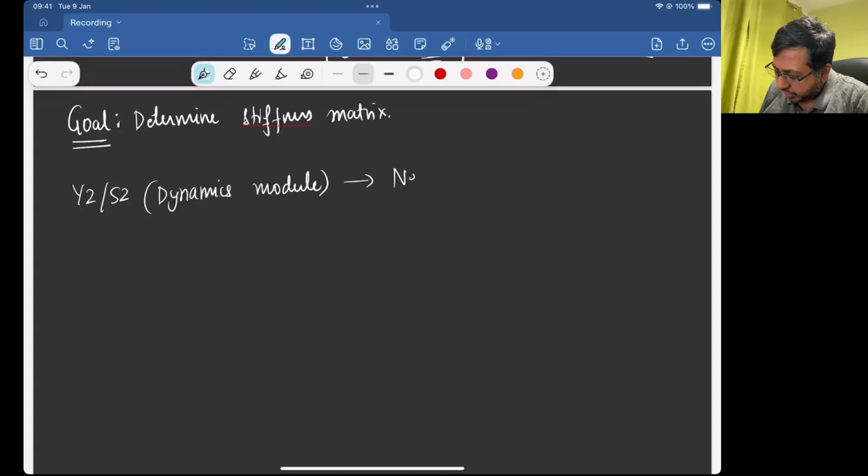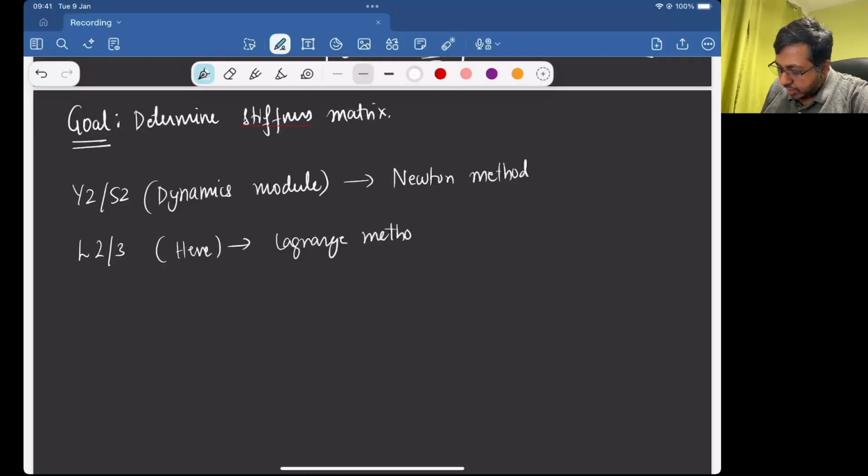In your year 2, semester 2 dynamics module, you used the Newton method. This is very easy to do for simple systems, and it probably gives you a very quick way of doing things. In our lectures 2 and 3, we used the Lagrange method. This is again something very easy to do when you have discrete systems. For example, we were looking at a two-pendulum system. What if, instead of a string, you had a spring, right? So these are discrete systems which you can easily approximate.